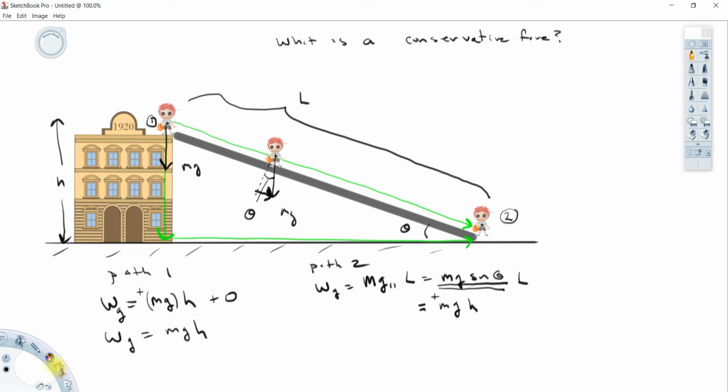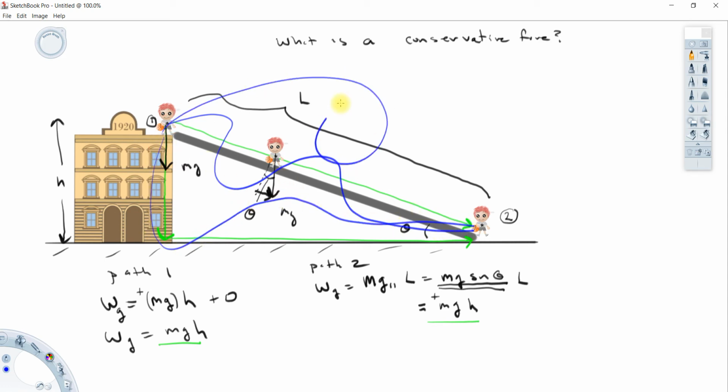Now you'll notice that in both cases, we got the same value, positive mgh. Now, it turns out that it doesn't matter what the path is. Timmy could have done any path starting at 1 and ending at 2. And the value you'll get for the work term is going to be mgh. Timmy could have done this path, this path, this path. The path part isn't going to matter.